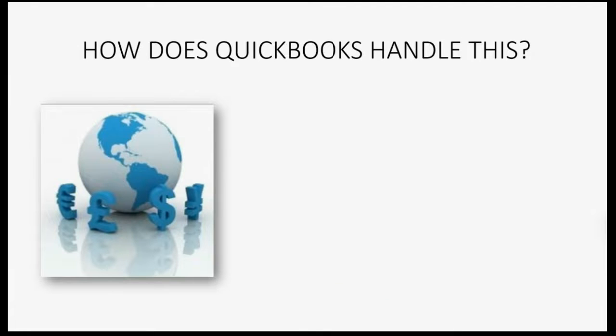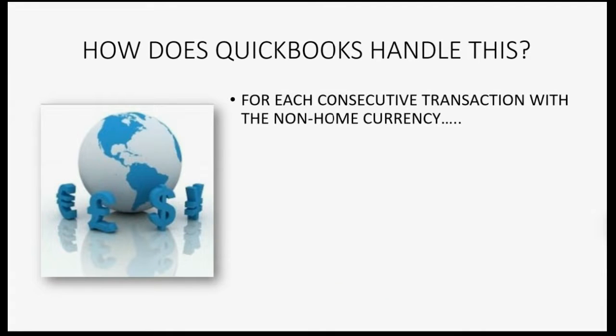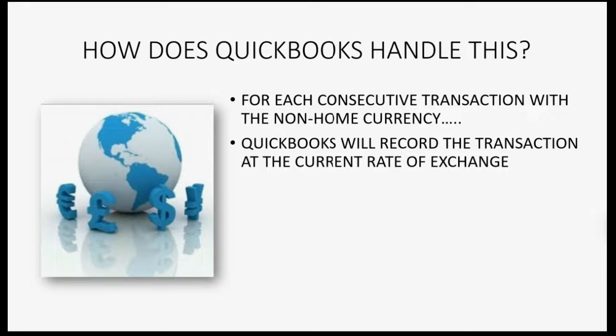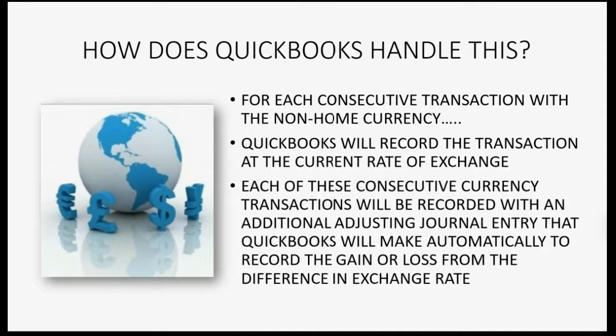So how does QuickBooks Online handle this? Well, for each consecutive transaction with non-home currency, QuickBooks will record the transaction at the current rate of exchange. Each of these consecutive currency transactions will be recorded with an additional adjusting journal entry that QuickBooks will make to automatically record the gain or loss from the difference in the exchange rate for each of these transactions.